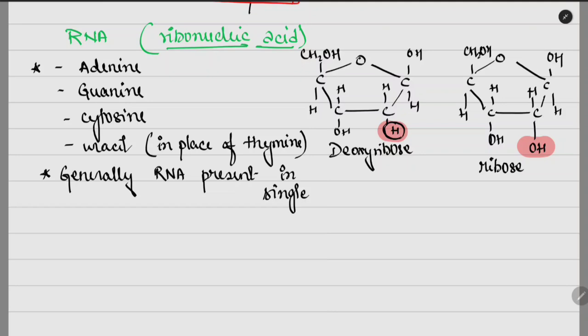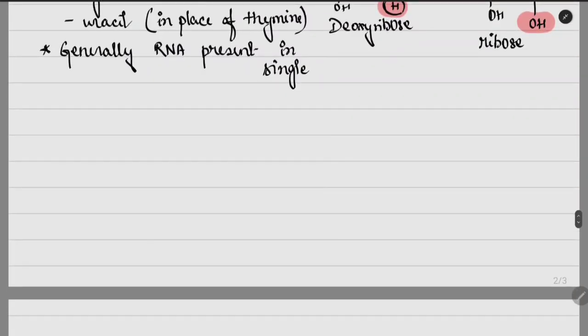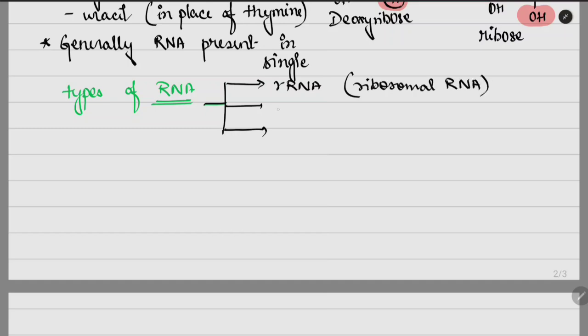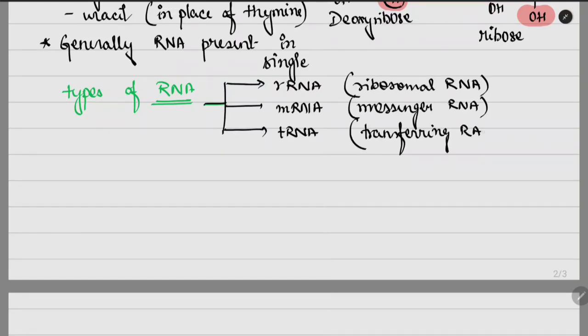Okay. Now, the different types of RNA. There are mainly 3 types. One is rRNA, that is ribosomal RNA. Second one is mRNA, that is messenger RNA. And the last one is tRNA, that means transfer RNA or transporting RNA.